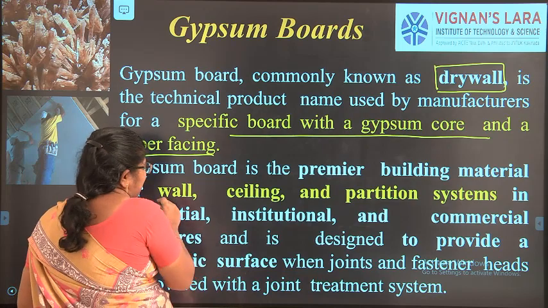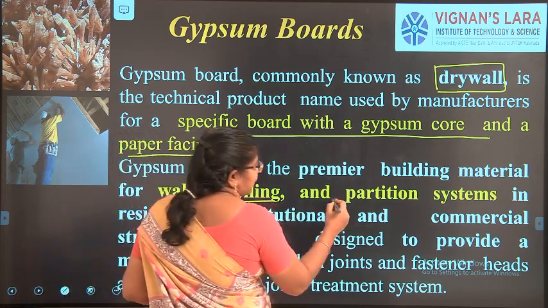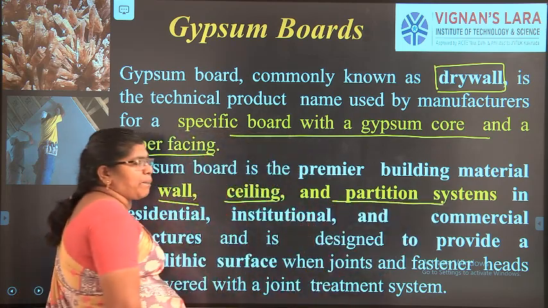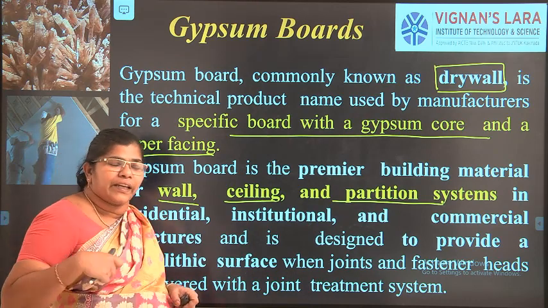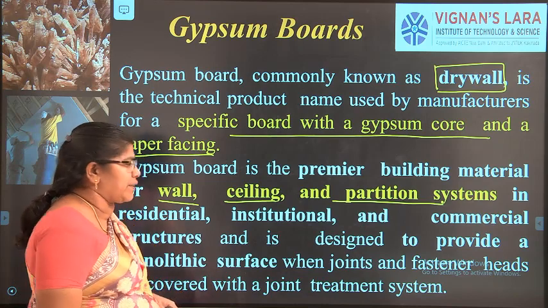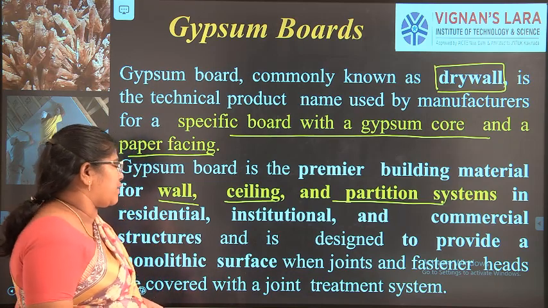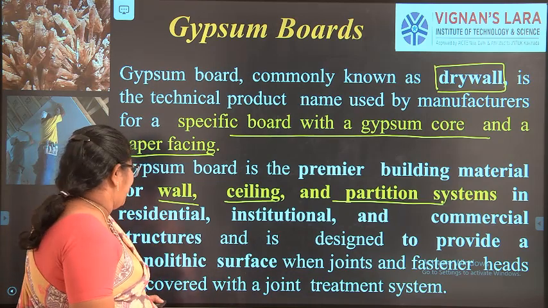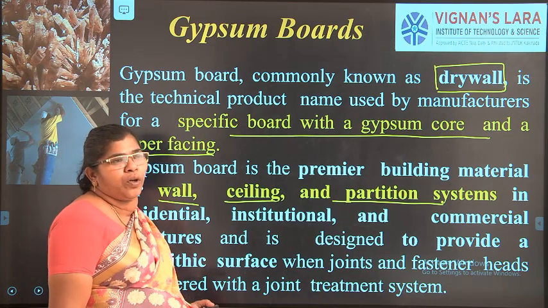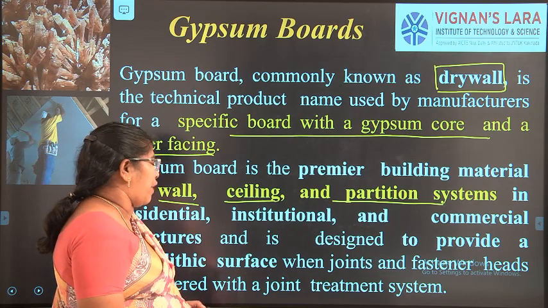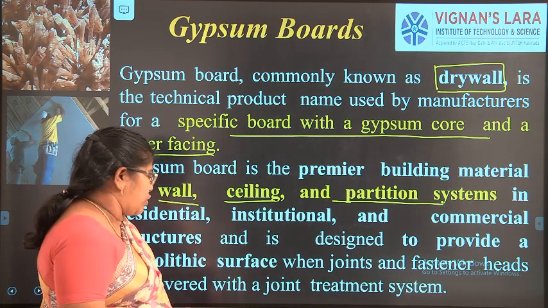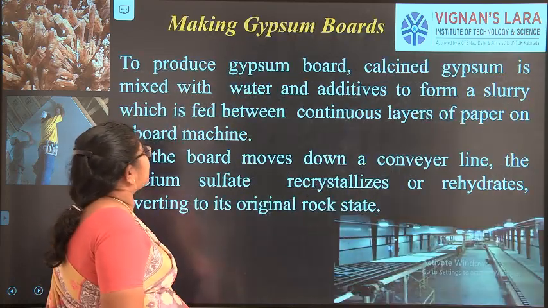It is used as a wall, as a ceiling, as a partition wall or partition system. Almost everywhere, whether residential, institutional, or commercial buildings, we provide this. So actually it forms a monolithic mix. It is a single behavior structure, and the joints and fastener heads are covered with a joint treatment system.